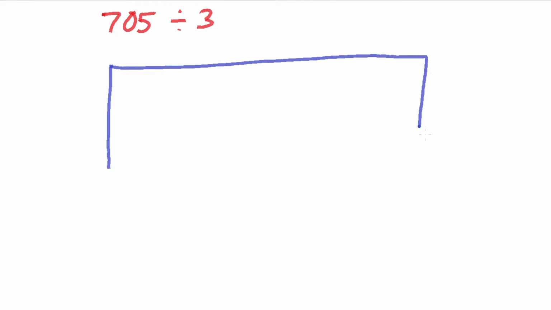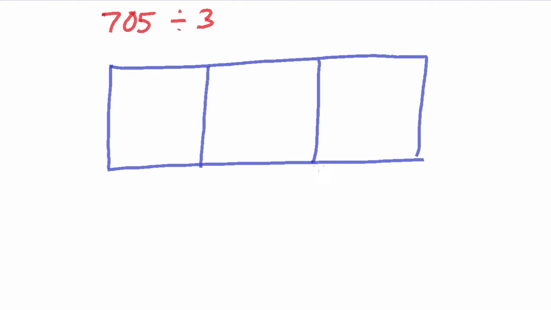We're going to start with 705 divided by 3. So what I like to do in this case, boys and girls, is since there are 3 digits in 705, I go ahead and make a rectangle that has 3 partitions in it, because I may need up to 3 steps to figure this problem out. Okay, so we'll go ahead and put 705 in the first box. This is your dividend, and then we're going to put your divisor out here.